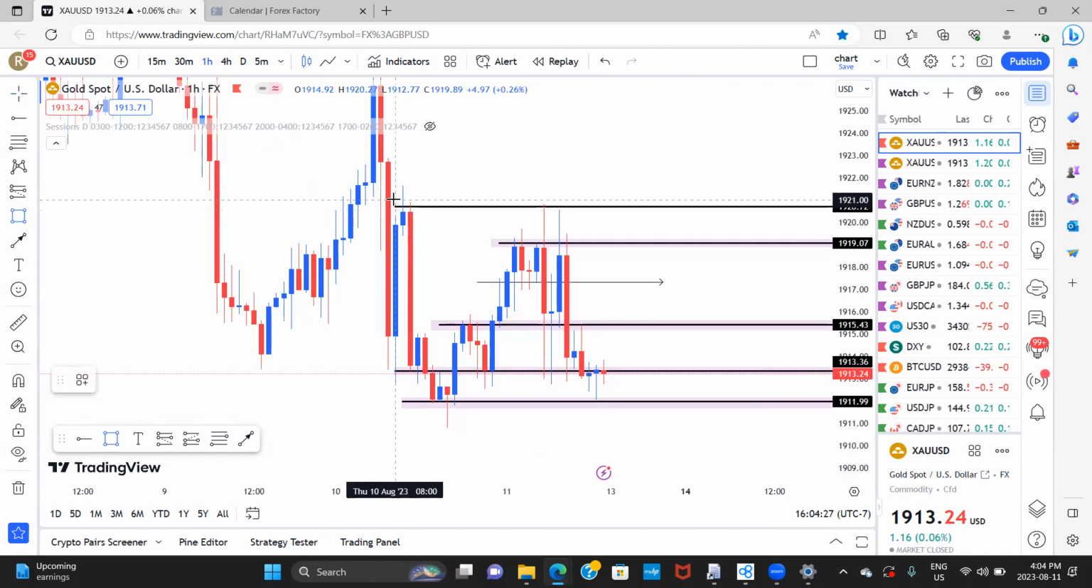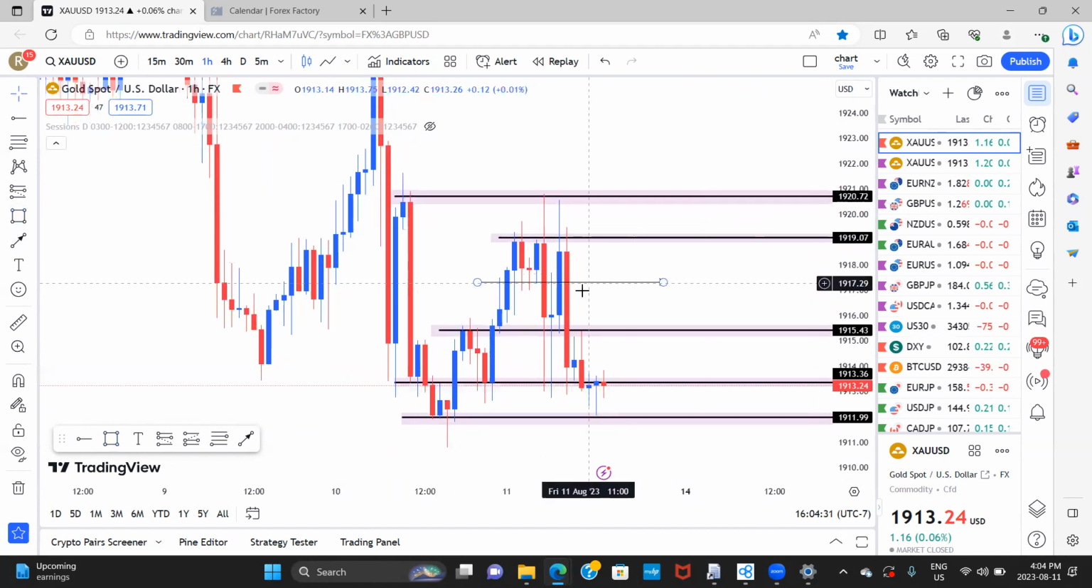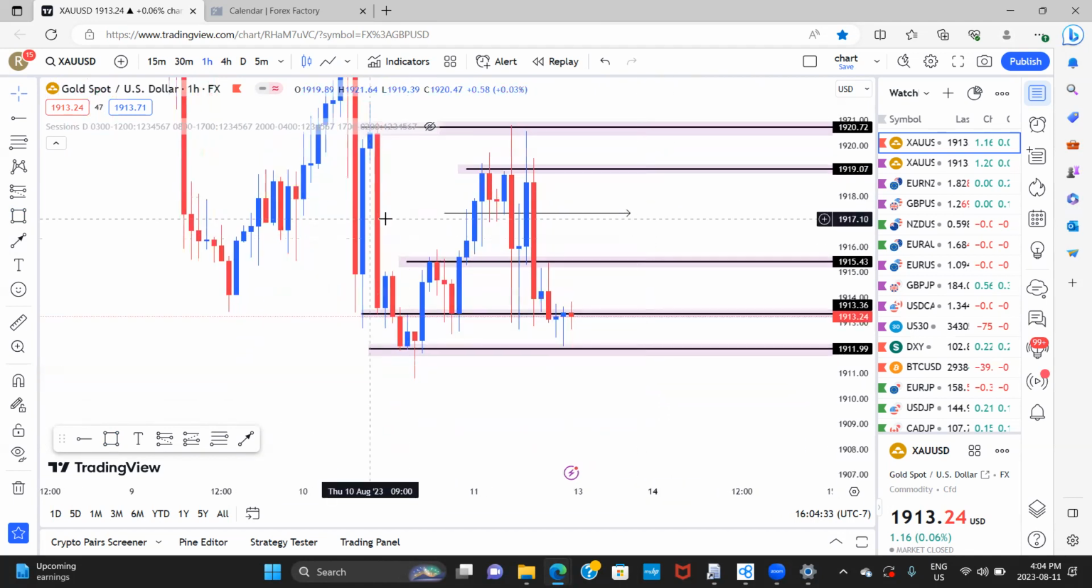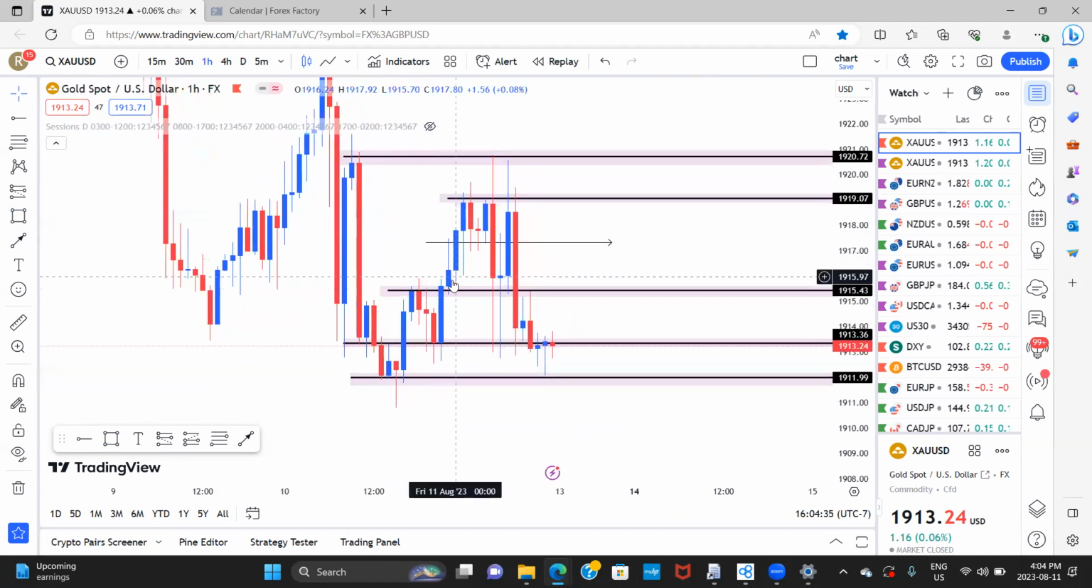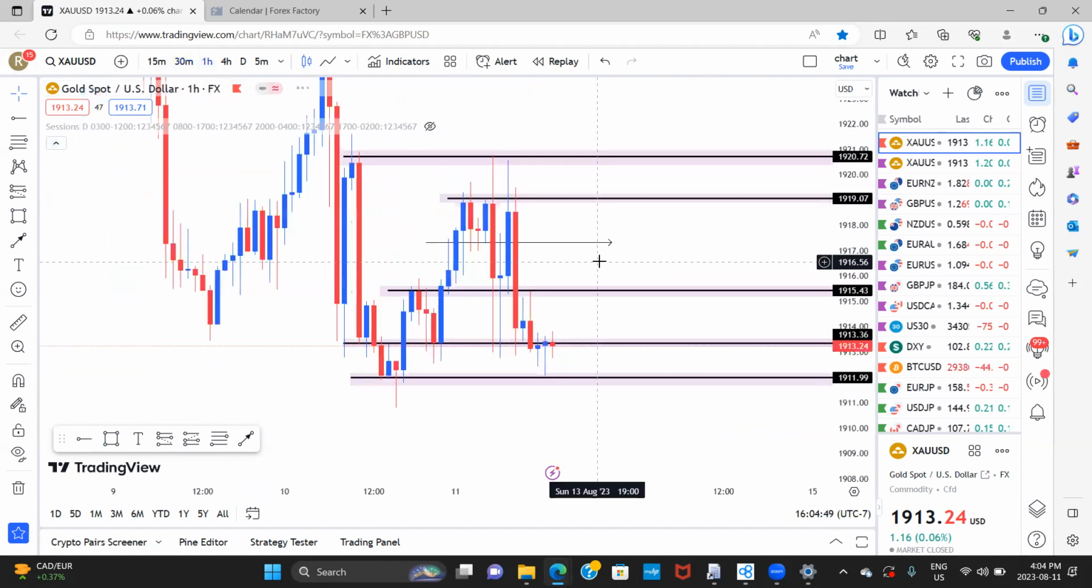Up here at 1920 is where we had the previous hourly resistance from the other day. Asian session closed above the 1915s. Like I said, had those short-term counter trend buys to 1920, which ended up tapping in today's session. Down here, actually, let's go back to the hour.